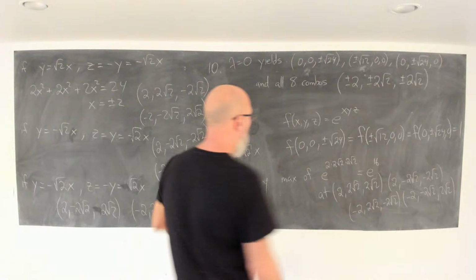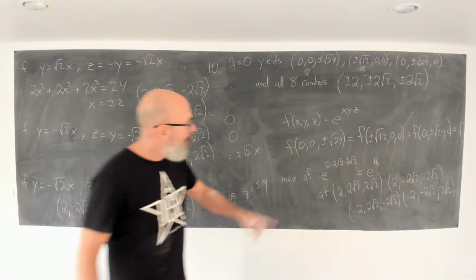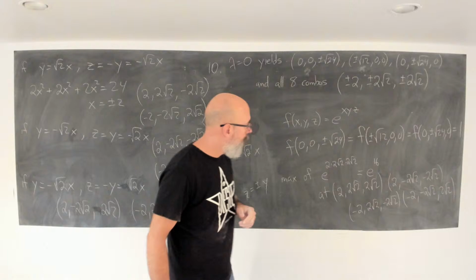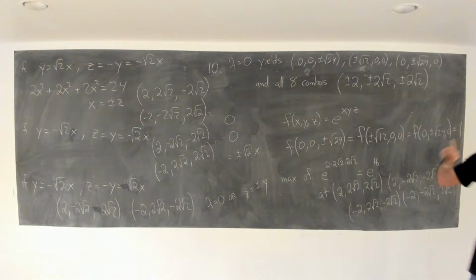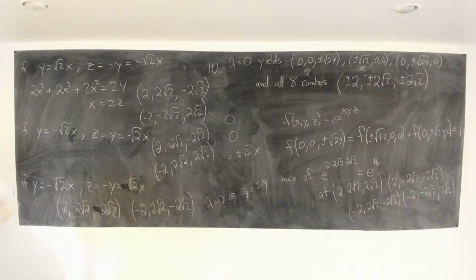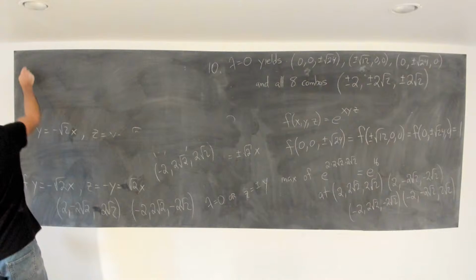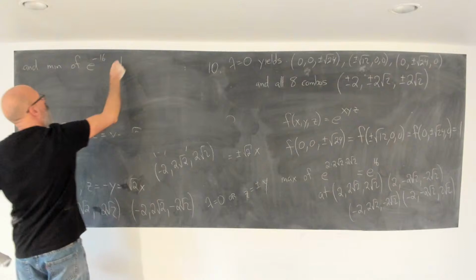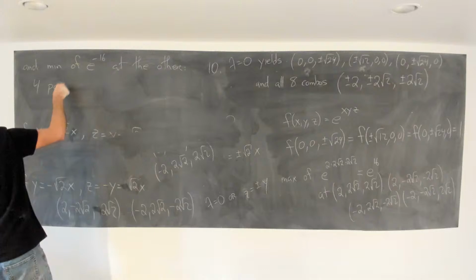And the other one, which is going to be e to the minus 16, nothing important happens there because you know that's a positive number. And oh no, I was a bit hasty there, sorry. For some reason I thought this was zero, but in fact it's one. So max occurring there, and the min at the other 4 points.